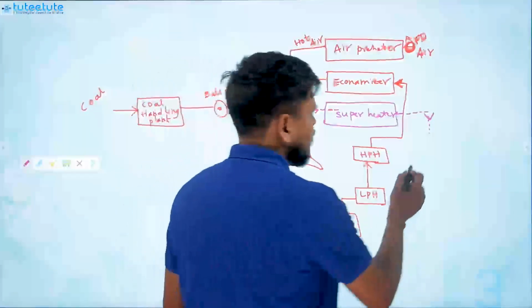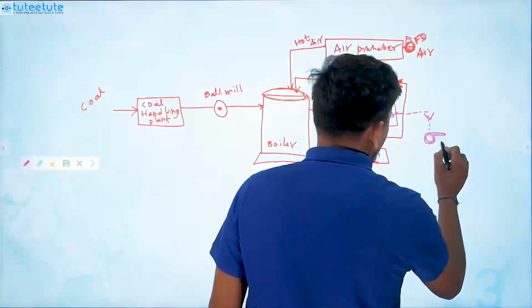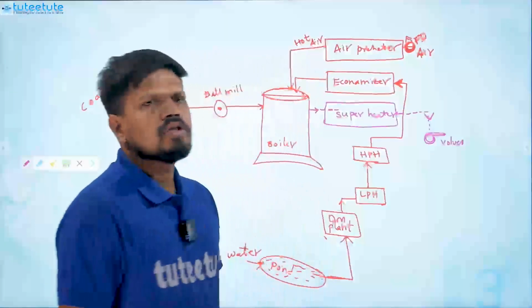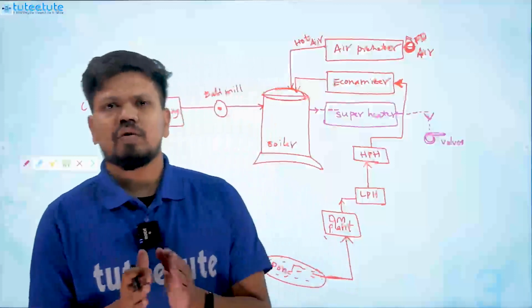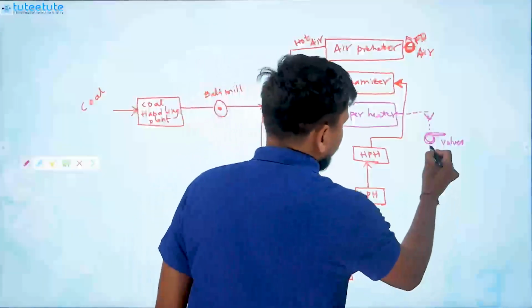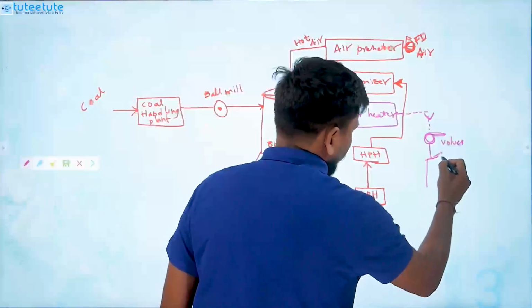So we have to place some valves here. Okay, so valves we have to place. So when valves are opened more, then more steam will go. When valves are opened less, less steam will go into the turbine. Okay, so we can understand we have to place one turbine over here. Okay, so turbine we have to place.